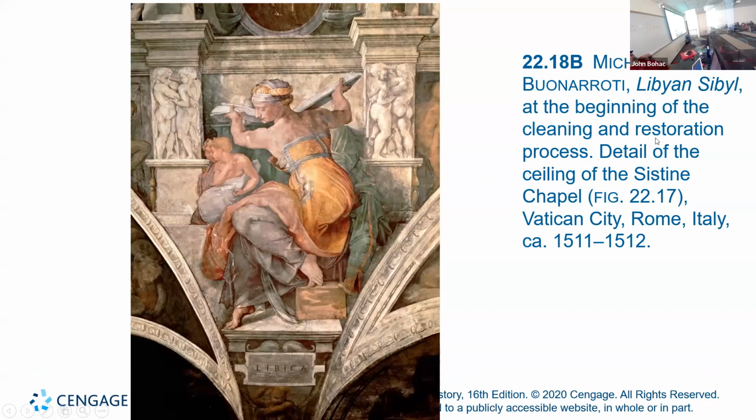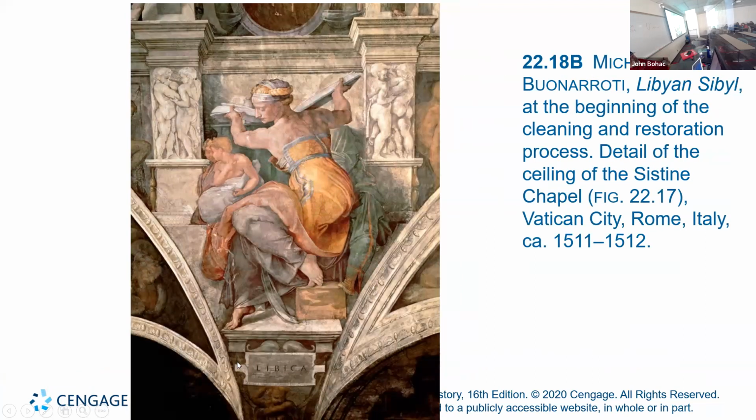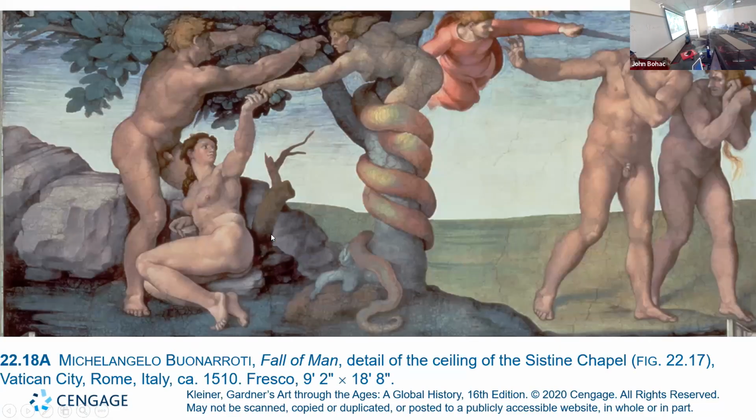At the beginning of the cleaning and restoration process, this is what I was talking about a moment ago: all of the candle wax, the damage from humidity, time, leaky roofs, all that stuff. So this is what this looked like. And this is what it looked like after they restored it. You can see they did quite a good job on some of the restoration. They weren't able to get rid of some of the cracking, but this is much, much brighter, much more vibrant, and more like the original paintings.